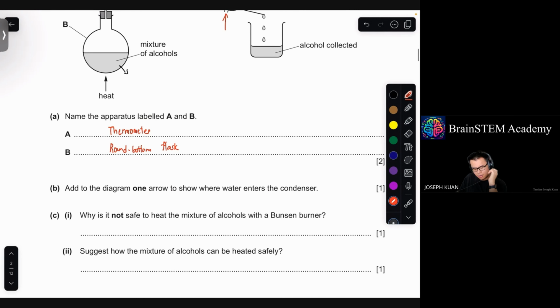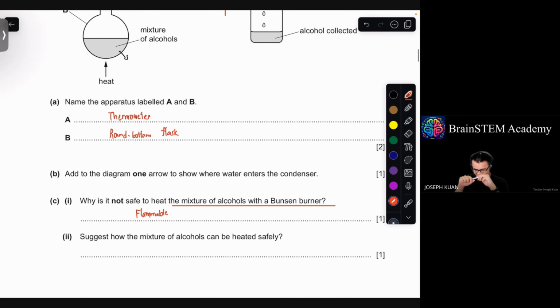Moving on to C. 1. Why is it not safe to heat the mixture of alcohols using a Bunsen burner? That's dangerous, as alcohols are flammable. You don't want to burn the lab, do you?